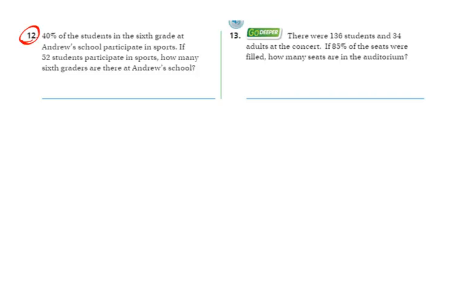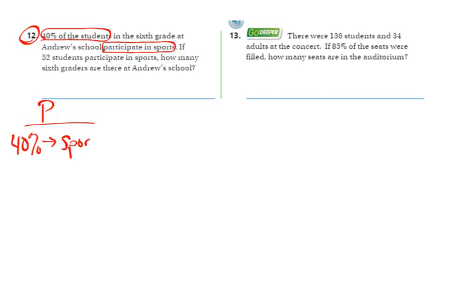So 40% of the students in 6th grade at Andrews School participate in sports. So 40% of the students, circle that for me, participate in sports. Okay, so underneath my plan section here, I'm just going to make a few notes. I know that 40% are sports. Just making a note from the problem. All right, I'd like you to write that down. This is under my plan, just in case you weren't sure what the P was.